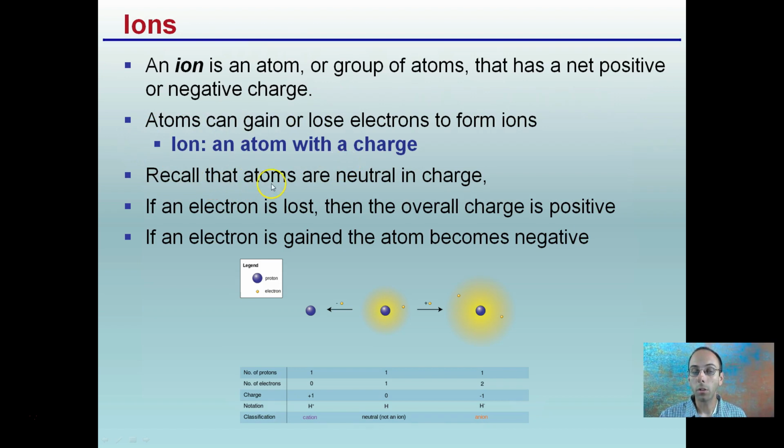Recall that atoms are neutral in charge. If an electron is lost, the overall charge is positive. And if an electron is gained, an atom becomes negative. So initially this does confuse students. Losing an electron becomes positive. Well, an electron, keep in mind, is a negative charge. For losing a negative charge, the overall charge, therefore, is positive. Or sometimes it's easier to think of it the other way. If an electron is gained, if an atom is gaining a negative charge, it's itself going to become negative. We see that in our example here. It's the same thing on the title slide.